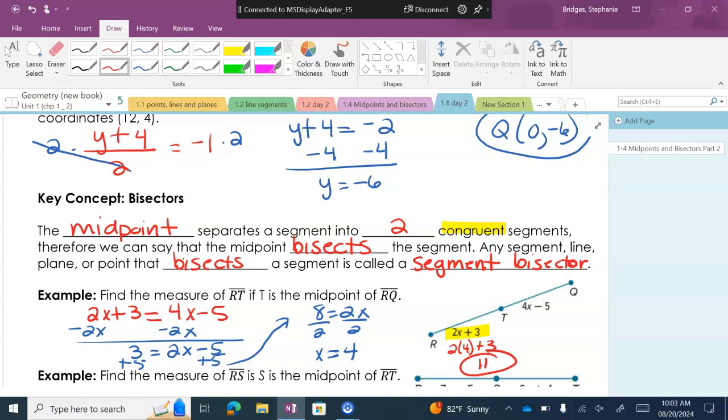We should be working on the next two examples, solving for x, and then plugging them back in to find the length of our segment.